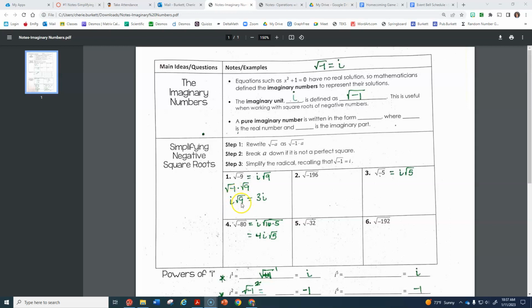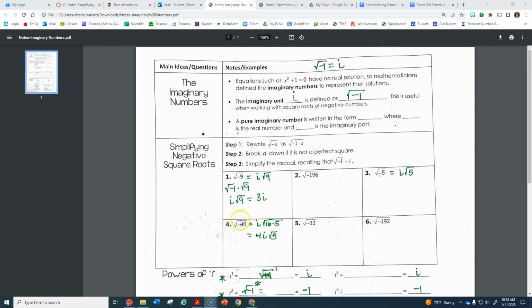Because we can take the square root of 9, we get 3. And it's normal practice to put the coefficient in front of the i. On this one, however, when we take the negative out and make it an i, the square root of 5 does not simplify, so we leave that term behind the i. So radicals go behind the i, and coefficients go in front of the i.